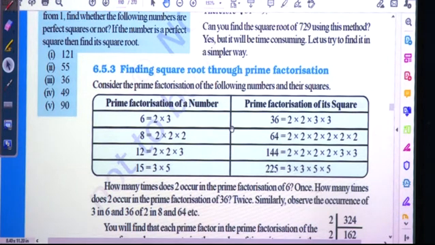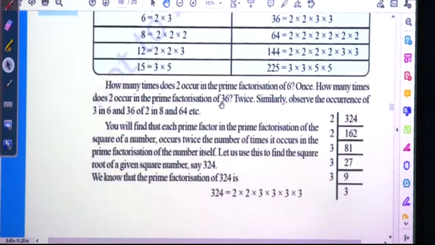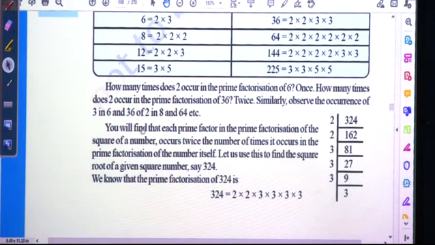And what about 64? You can see there, you can count it, that it is occurring 6 times in 64. So, what is the conclusion from this? You will find that each prime factor in the prime factorization of the square of a number occurs twice.